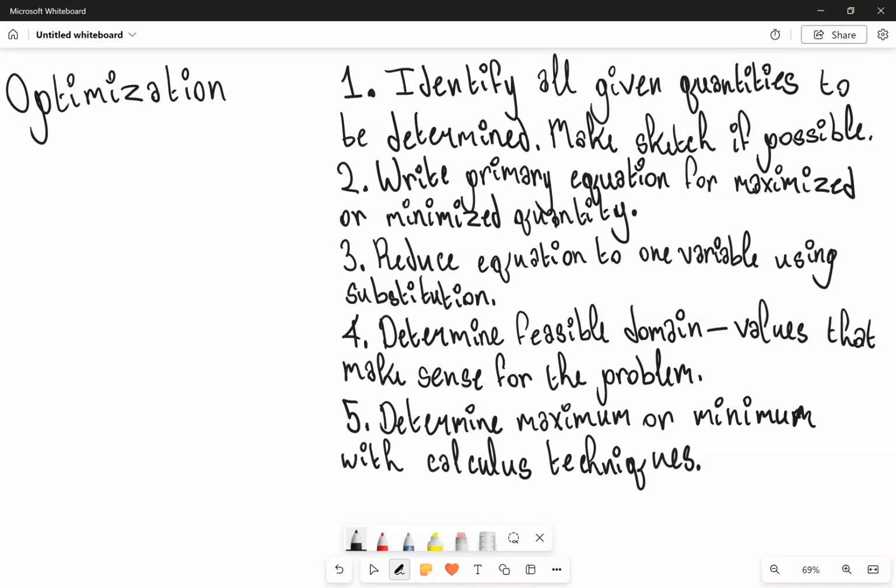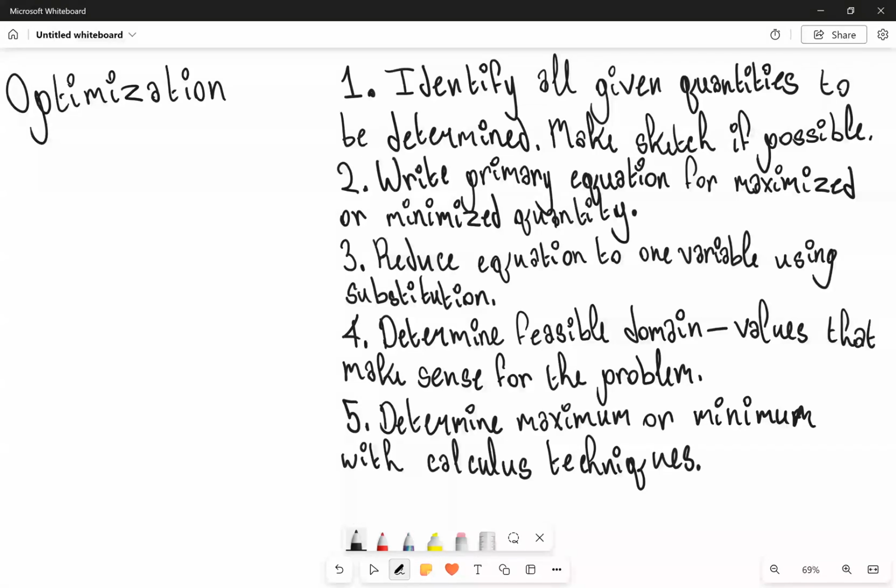So step 1 is identify all given quantities and quantities to be determined. Make a sketch if you can. So that's when we did the x and y thing. Obviously, we didn't need a sketch for that because that was just two numbers, but sometimes you might need a sketch if it's a word problem. Step 2, write a primary equation for the maximized or minimized quantity. So we had our x plus y is equal to 100 and x times y is the maximum, or P.